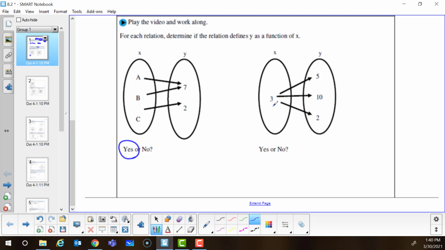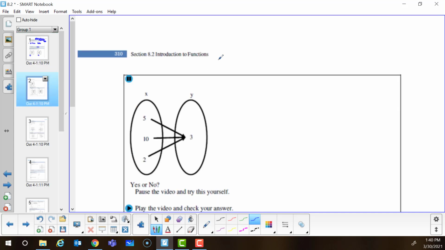Now look at the difference in the one next to it. I've got only the number 3, and it's got 3 arrows coming out of it, going to 3 different numbers. That means that this x value 3 is repeating. So that would be no, that is not a function. So on functions or not, that's a yes or no question.